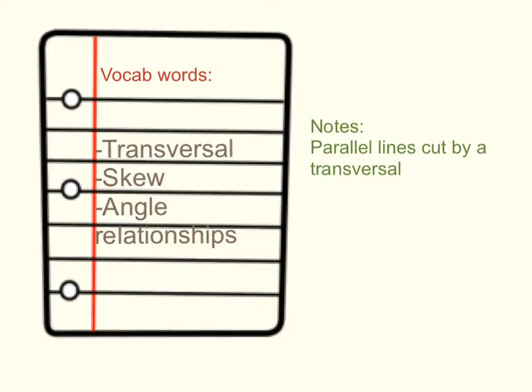Okay, so as you mark this into your blue book, the vocab words you're going to do are transversal, skew, and angle relationships. So put that in your table of contents. And the notes section is the parallel lines cut by a transversal. So put that in your blue book in the table of contents in the notes section.